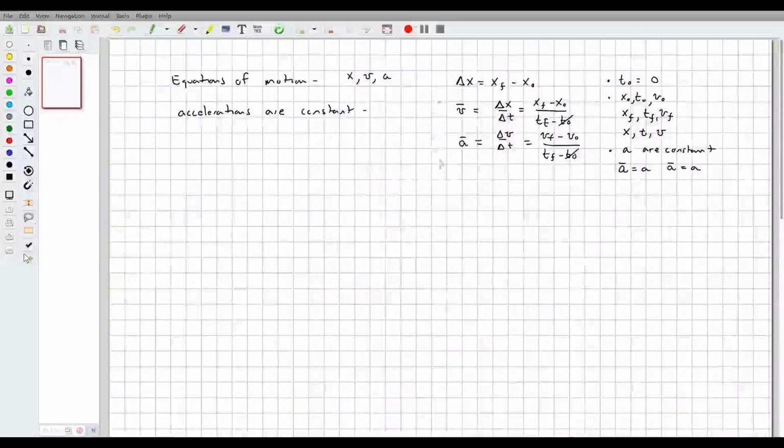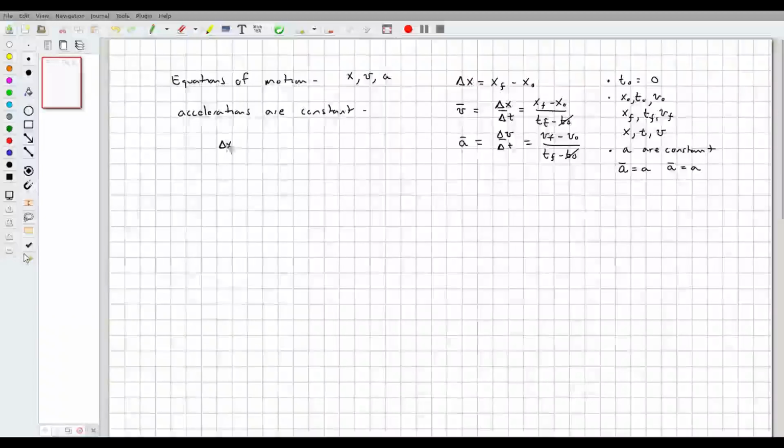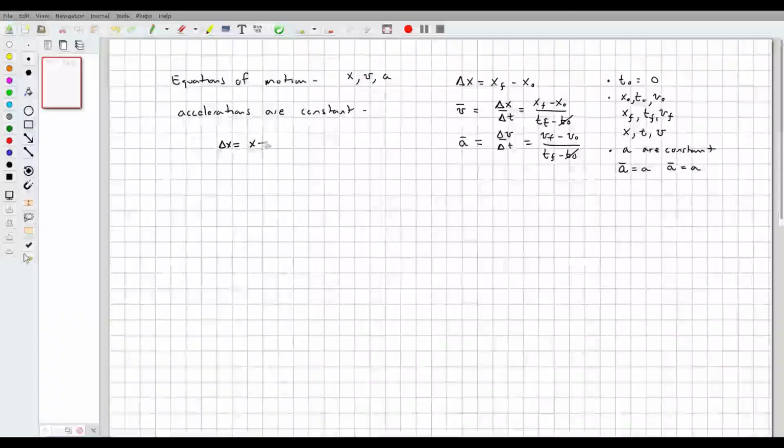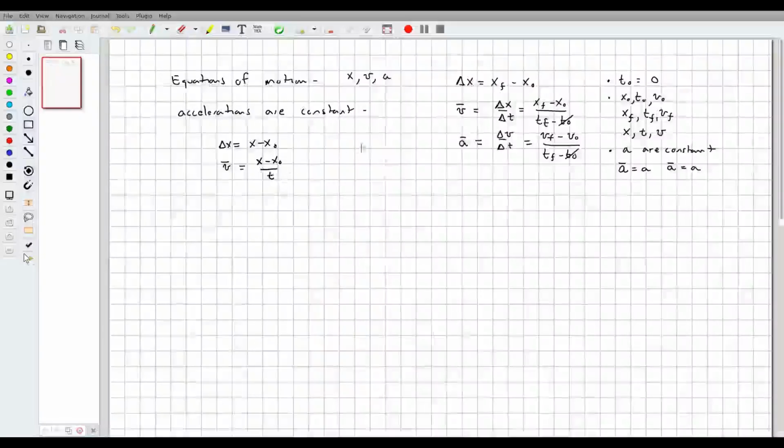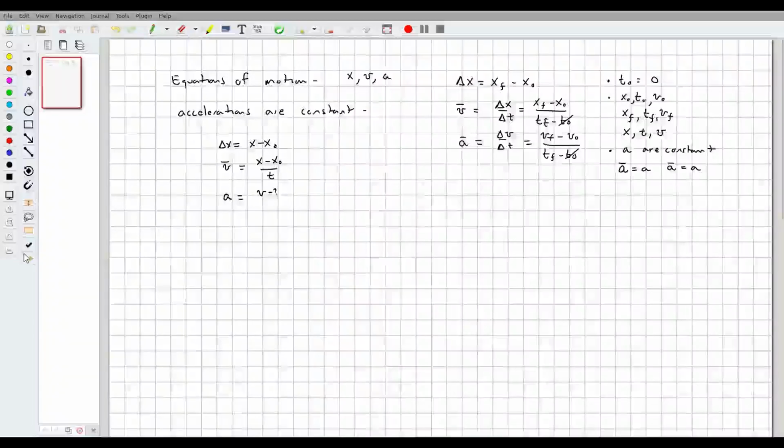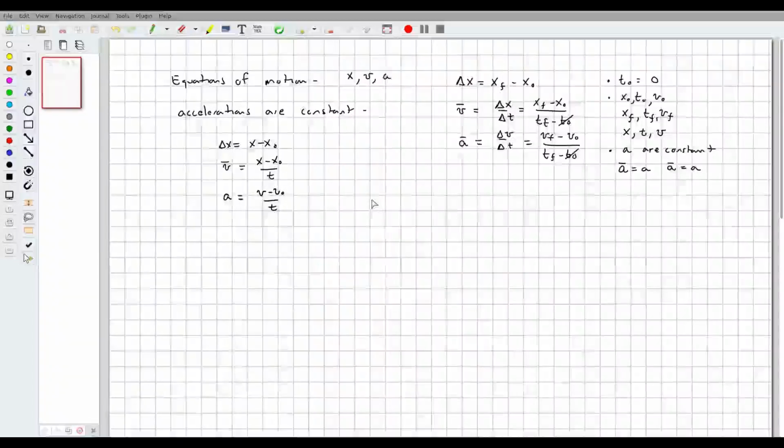So when you do that and you reindex things and you put in the fact that your initial time is 0, you end up with the following equations. Displacement is x minus x naught. Your average velocity is x minus x naught over t. And your acceleration is v minus v naught over t.